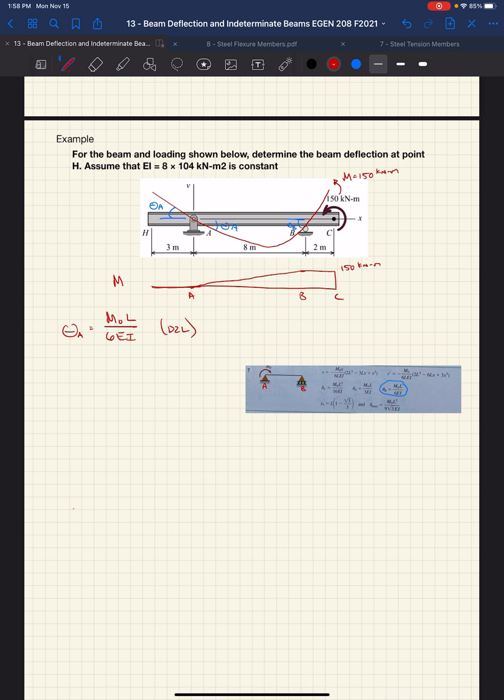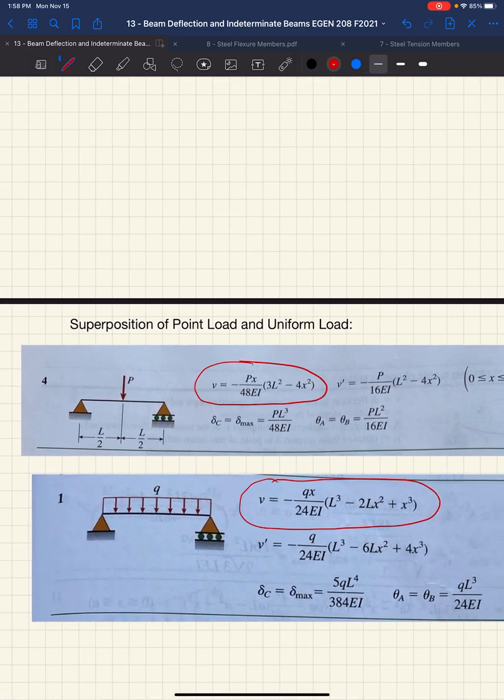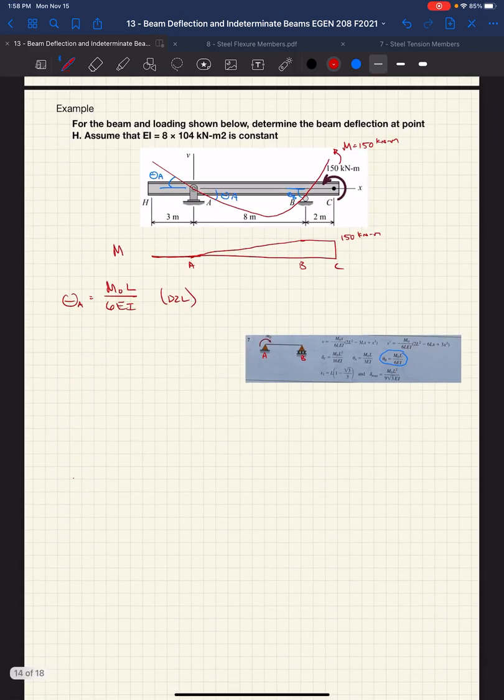In this case, I don't have to add this to a different one, but if we had a point load at the center, we could go back to the results for a point load at the center, and we could pull out some of those behaviors and solutions. We can add those things together. So we're really interested, again, in the deflection at H. We've decided that that's going to be just the slope at H times the length of our cantilever. So we need to know what the slope is at that cantilever. Well, we know it's M naught L over 6 EI. M naught is 150 kilonewton meters, our length is 8 meters, and EI, we were told, was 8 times 10 to the 4th kilonewton meters squared.